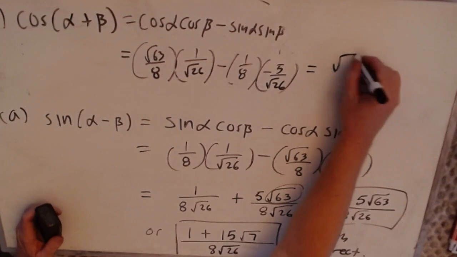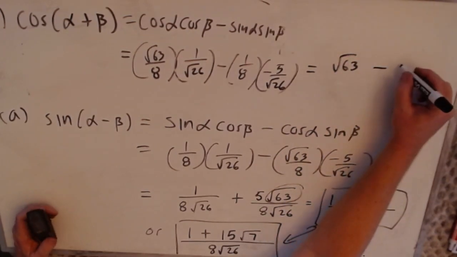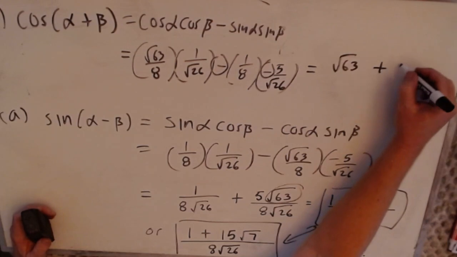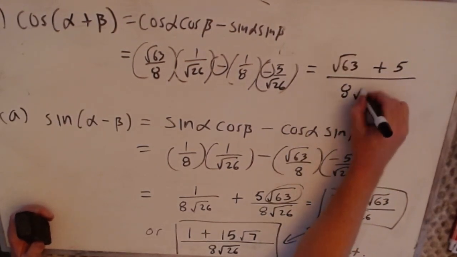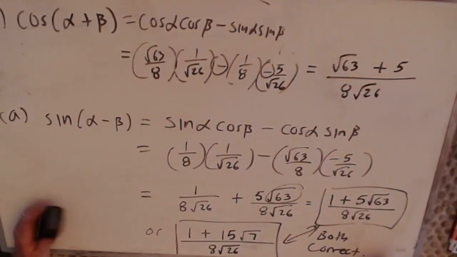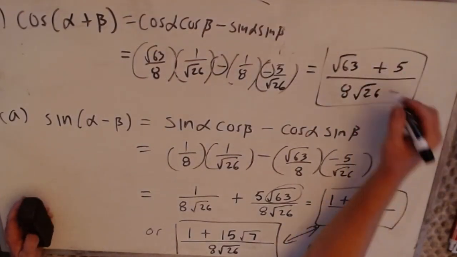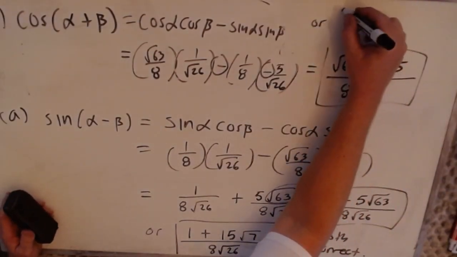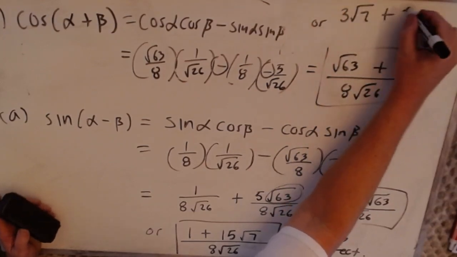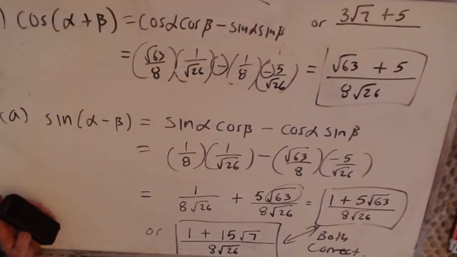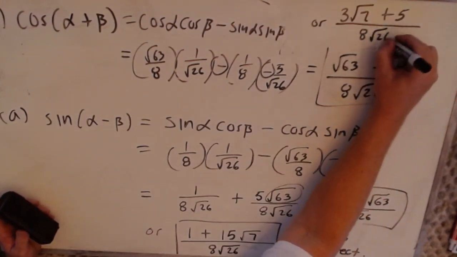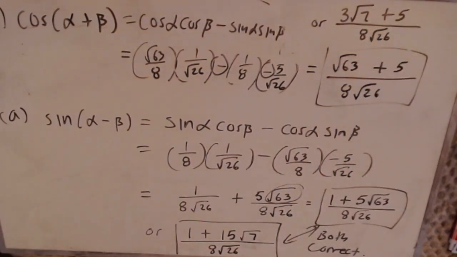So this is square root 63 minus, so that's going to be plus 5 over 8 square root 26. Or I would also accept 3 square root 7 plus 5 over 8 square root 26. Either one.